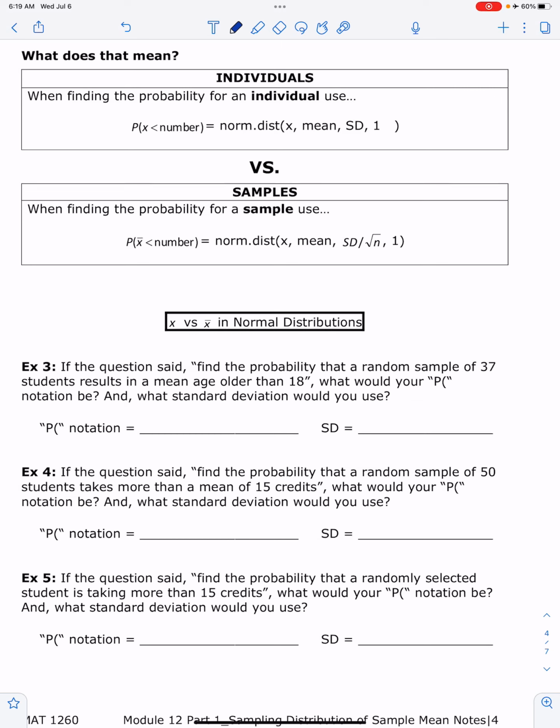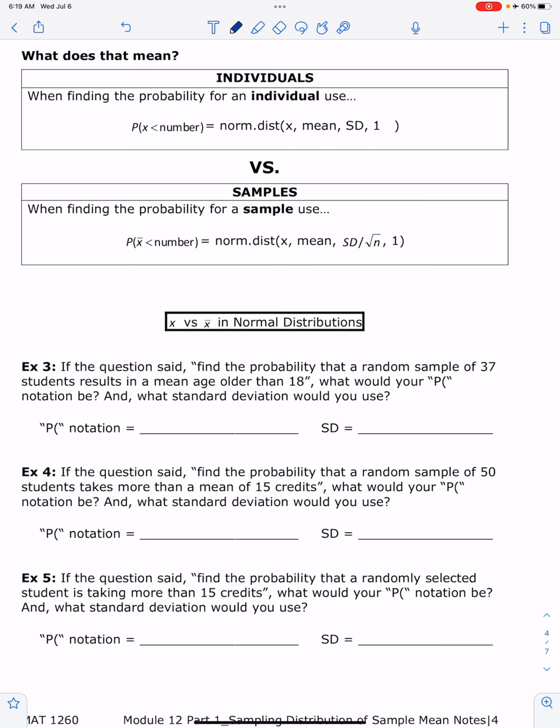This is the Mod 12 Part 1 notes, page 4. Let's talk about how this looks notationally, because every time you answer a question, that probability notation, the P notation, is going to be important.